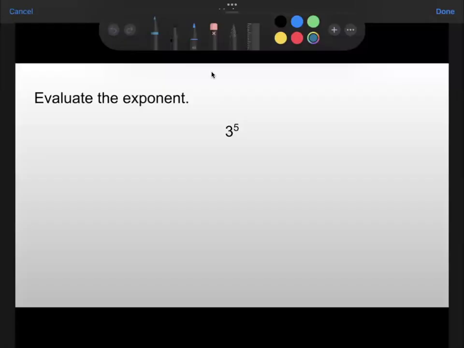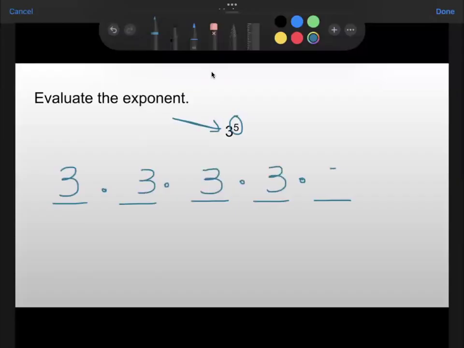Okay, here is our last example for today's video. We're going to evaluate 3 to the fifth power. So the exponential number of 5 tells us that we're multiplying 5 numbers. So 1, 2, 3, 4, 5. I'll put a little multiplication symbol in between each one. And the base number of 3 tells us what that number is. So I'm going to put 3 in each of these spots.